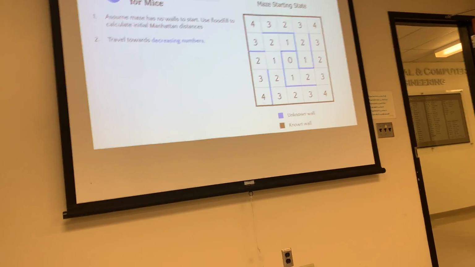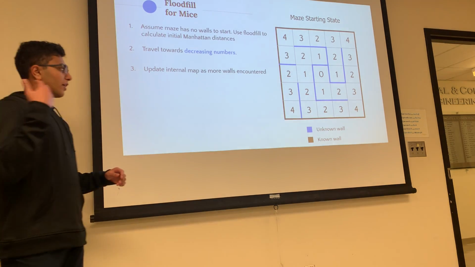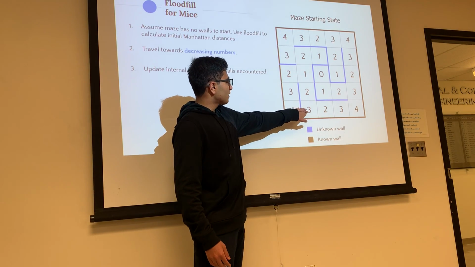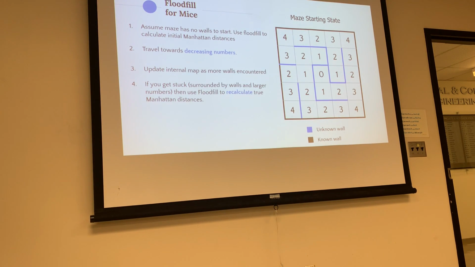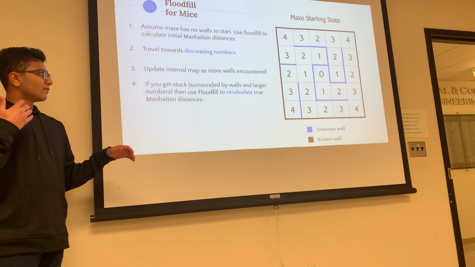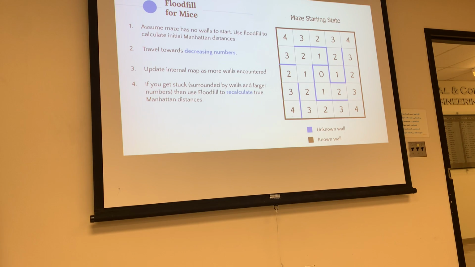Then what you want to do is travel towards the decreasing numbers, like we've discussed just now. And then as you keep going through the maze, you want to update the walls that you've seen. So for example, if your mouse starts going forward this way, it'll see that there's walls to its right, and so it should update those walls in its own memory. And then if your mouse ever gets stuck as it's going towards the lower numbers, you want to recalculate Floodfill with the walls that you have now discovered, so that it will recalculate the Manhattan distances and take the new optimal path from there.